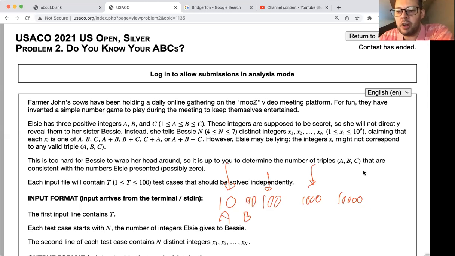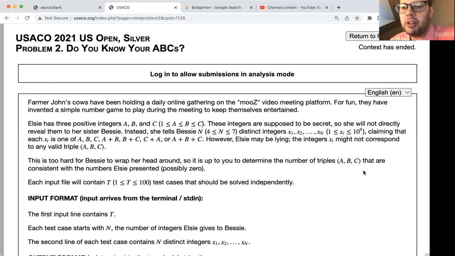Anyway, given enough numbers, it's going to be possible to construct a situation that there's no possible way to get an A plus B that adds up to all the numbers. Maybe if I did like a sequence of prime numbers, I'd have to think about it. But anyway, Elsie may be lying. The integers might not correspond to a valid triple at all.